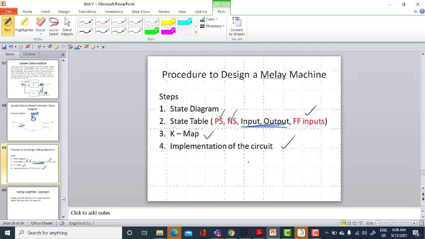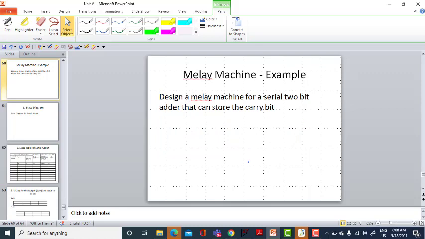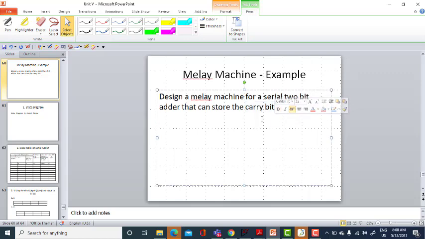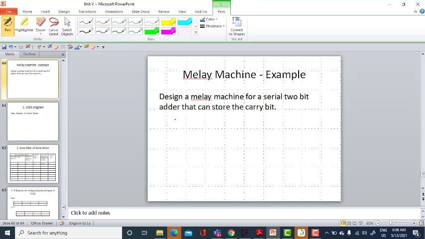So, coming to the example of the Mealy machine model: design a Mealy machine for a serial 2-bit adder that can store the carry bit. It is given here; you need to design the circuit. Storing the carry bit is needed for a serial 2-bit adder.